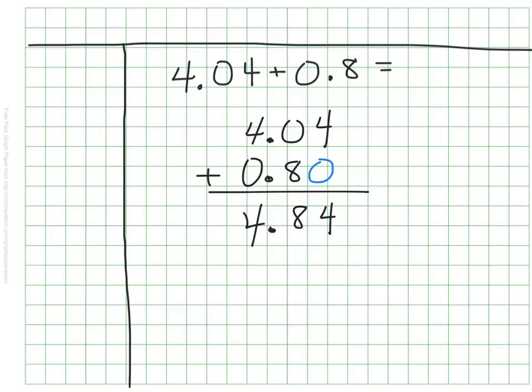How'd you do? I got 4 and 84 hundredths, because I made sure to line all of my place values up. I didn't have anything in this spot, so I just put a placeholder of a 0. Now we'll do the same thing with subtraction.